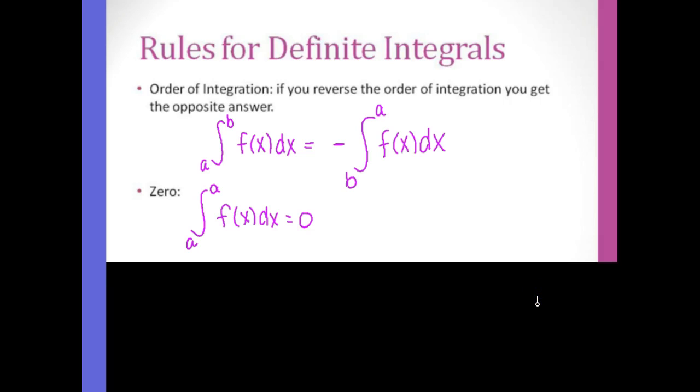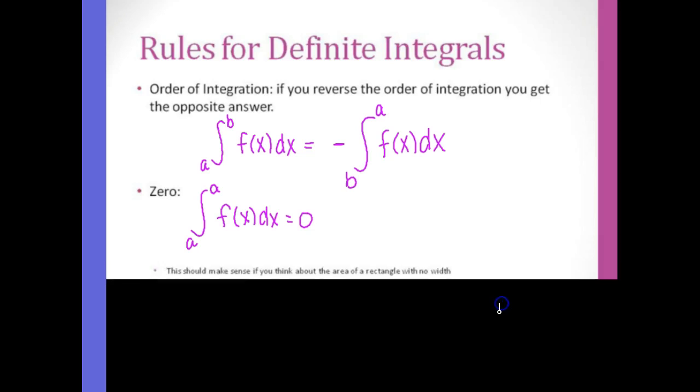The zero property, which I don't know why, but everybody forgets. When we take our quiz next week, I will ask a question like this. It'll be like the integral from 5 to 5 of x dx, and somebody will try to tell me it's equal to a number other than 0. Okay, this should make sense if you think about the area of a rectangle because it has a 0 width. So all you have is the height of x, and the width is 0.